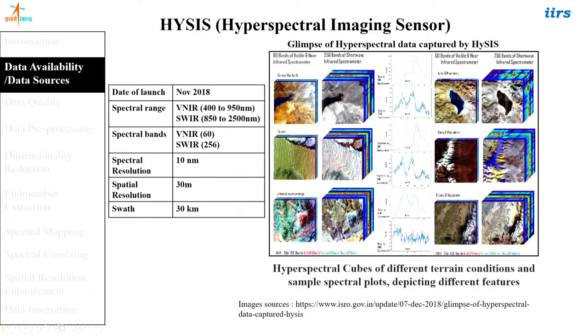These are some examples of HySIS images, and this is the specification. As I told, it has 60 VNIR bands and 256 bands for SWIR, with 30-meter spatial resolution and 30 kilometer swath width.